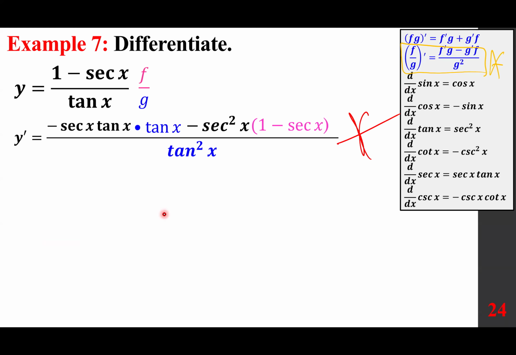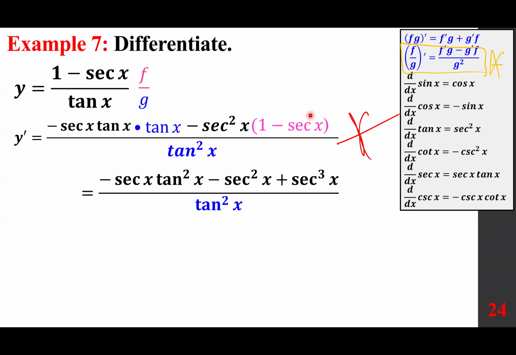Now, there are a few steps to finish the job, and you must. The most important step is the calculus step, but it's not a finished job. I can't emphasize this enough. So having said that, minus secant x, the product of these two is tan squared. Now we're going to distribute. We get minus secant squared plus secant cubed. The denominator remains as tan squared.